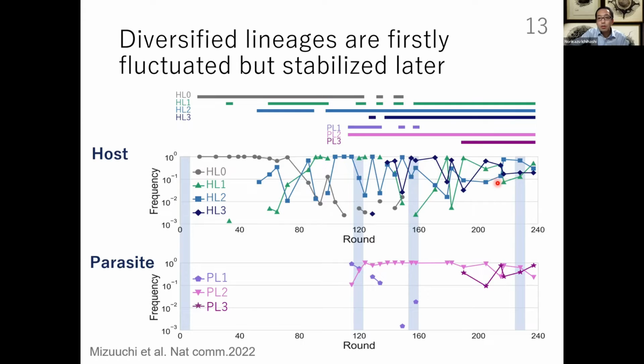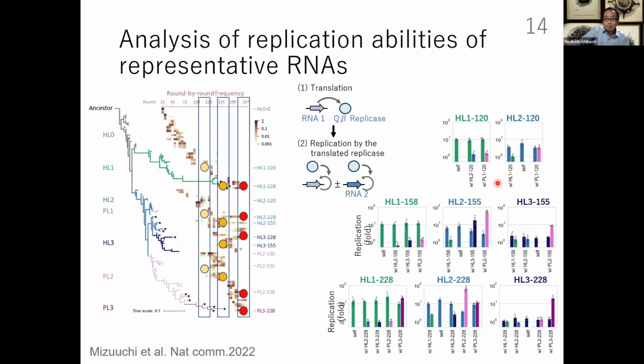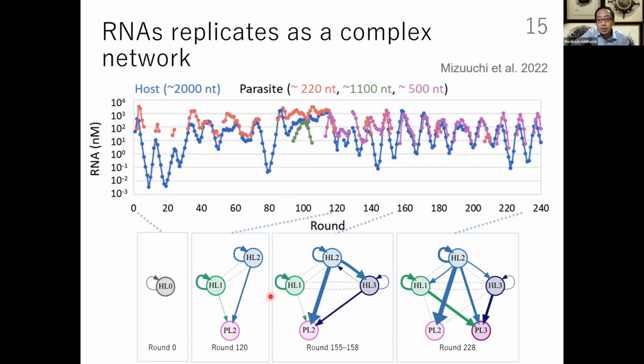in the final round. To understand what happened here, we chose representative RNAs at 3 time points, 3 RNAs from here and 4 RNAs from here, and 5 RNAs from each lineage in the final populations. And we did a series of biochemical analyses using the RNA clones and determined which RNA replicates which RNA to what extent. The result was summarized here as a graph, and we found that the initial RNA replicated itself, of course, because it is a clone. And after the division of HL1 and HL2, both RNAs replicated almost independently, but the interaction gradually increased as rounds proceeded.